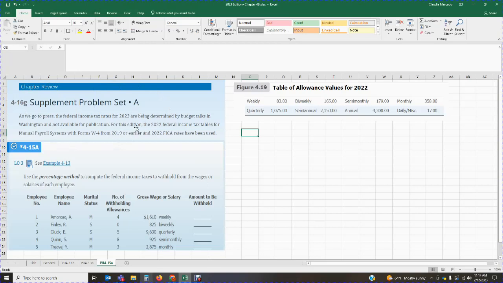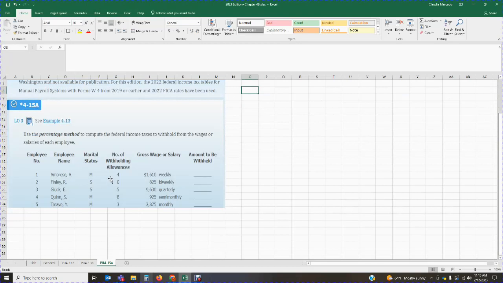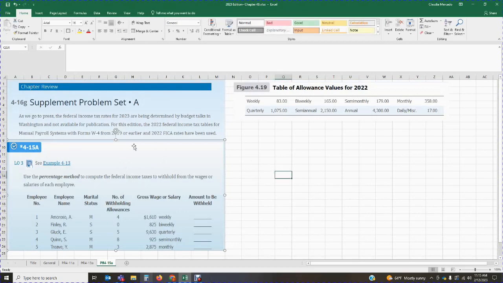So basically it states that for this edition, the 2022 federal income tax tables for the manual payroll system with forms W4 from 2019 or earlier and 2022 FICA rates have been used. Okay, so we're going to be using the percentage method, but it's going to be calculated a little bit differently than what we were used to doing in the last chapter, because this is going to be for those W4s that are from 2019 and earlier.